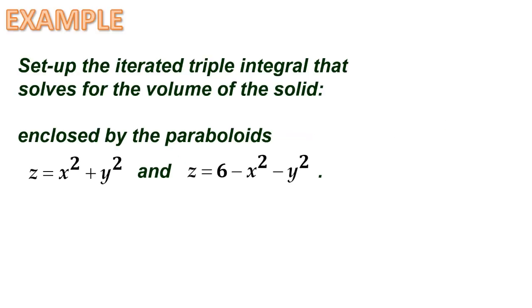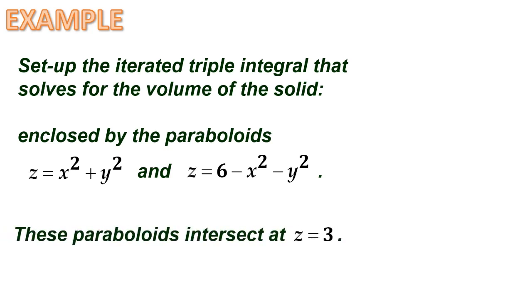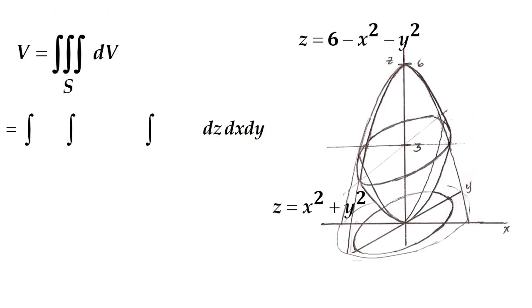Okay, as an example, set up the iterated triple integral that solves for the volume of the solid enclosed by the paraboloids z equals x squared plus y squared and z equals 6 minus x squared minus y squared, where we know that these paraboloids will intersect at z equals 3. To solve for the volume of the solid, you must sketch the graph for you to easily set up the iterated integral. And so you can easily decide the order of integration which you feel would be easier to solve.